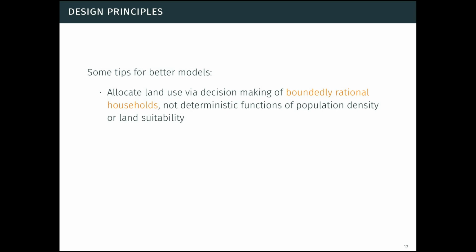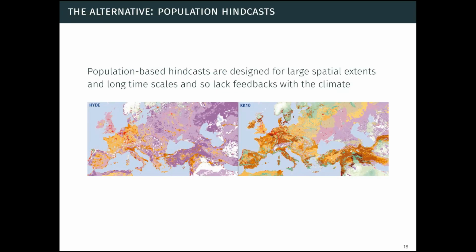We don't want deterministic functions of population density or land suitability. And that's really what the state of the art is now. If you're looking at paleo studies using Earth systems models, they use these retrodictions based on present-day population distributions, and they push them back into the past with some kind of deterministic function looking at land use per capita, and then estimating based on static factors such as slope where there is good agricultural land, and then allocating that land accordingly. And so this is really deterministic.